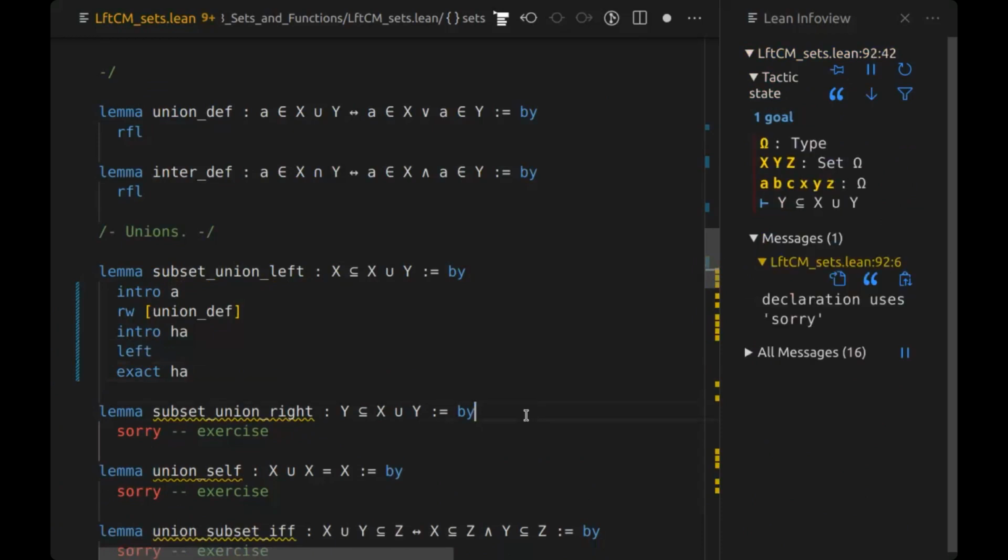And as an exercise, you can also do that Y is contained in the union of X and Y, which is going to be pretty much the same, but just right instead of left.